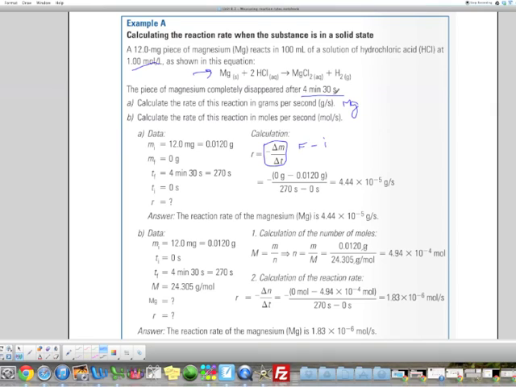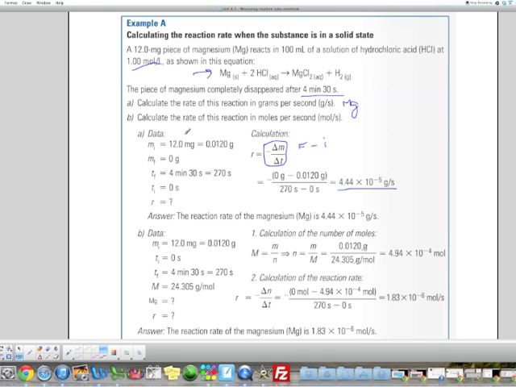The whole thing lasted 4 minutes and 30 seconds, but they want it in seconds. So 4 minutes and 30 seconds converted into seconds gives me 270 seconds. So delta mass over delta time gives me 4.44 times 10 to the negative 5 grams per second.